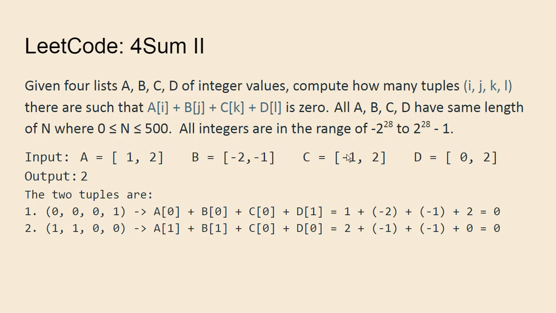The total number of possibilities for the 4 indices is n to the 4. That's quite big. An algorithm with n to the 4 complexity when n is 500 is generally not acceptable in the context of either LeetCode or competitive programming. So we want to solve this problem in a way that's more efficient than n to the 4. I encourage you to pause the video and think about how you would solve it.